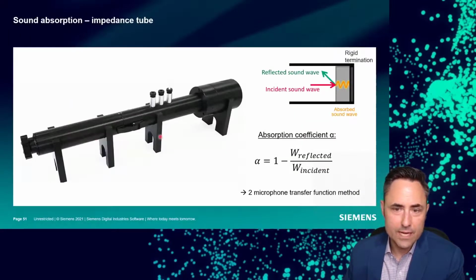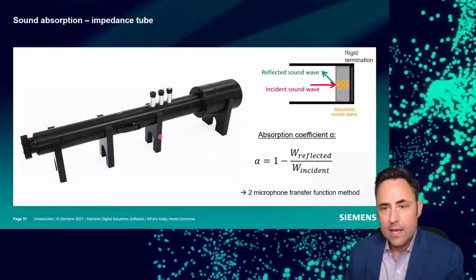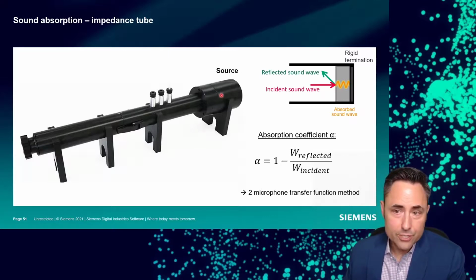Well, we use this device. It's called an impedance tube, and essentially it's a specialized piece of equipment to test things like absorption, and it includes a broadband noise source. So we're going to generate a high level of broad frequency noise, and then we have this very massive thick-walled tube here, so all the noise energy is trapped inside.